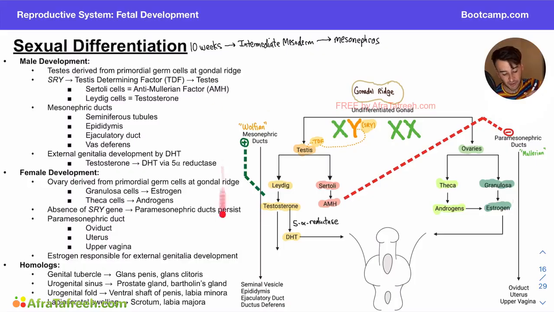So remember, our lateral portions of the diagram are all about supporting tubes. In the case of our supporting tubes from the mesonephric duct, we're going to get our seminal vesicles, our epididymis, our ejaculatory duct, and our ductus deferens. And I like to remember these with the mnemonic SEED. This helps me remember these.